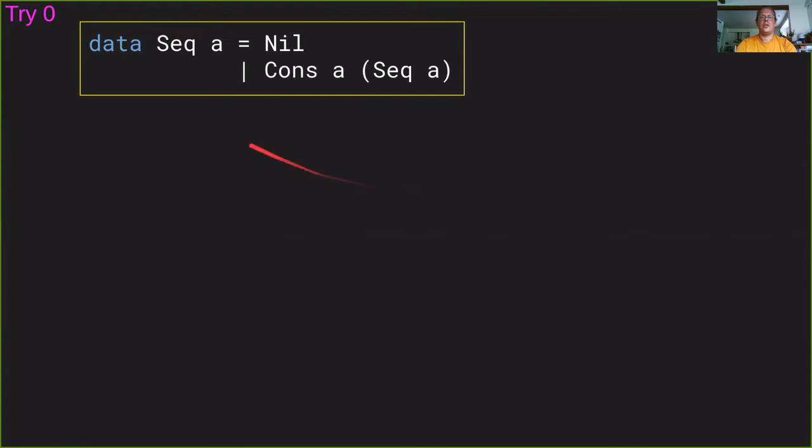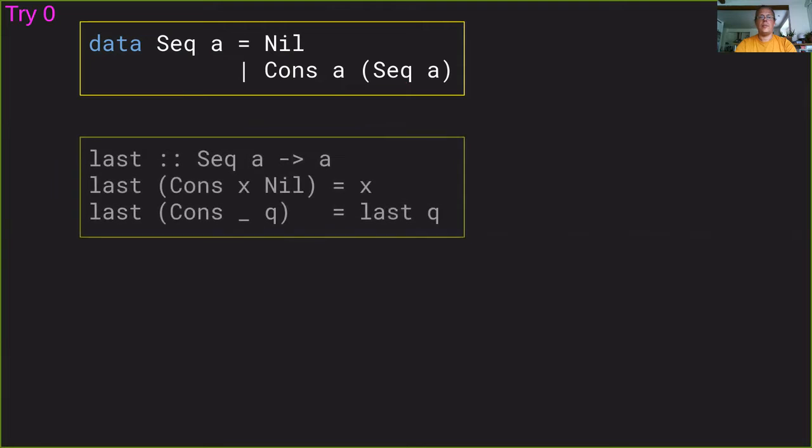Okay, so here's our first try. Try number 0, which is just using normal Haskell lists. So a sequence is implemented as either Nil or Cons, and the Cons has the usual type. So why doesn't this work? Well, for example, when we have to work at the end of the list, for example the function last, which computes the last element of the list, it has to recurse all over the list. So last is linear time in the size of the list, and that doesn't work.